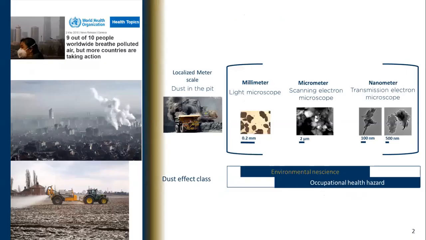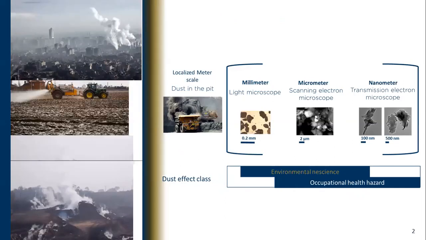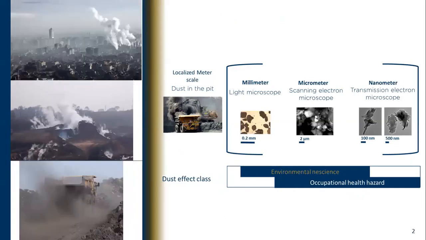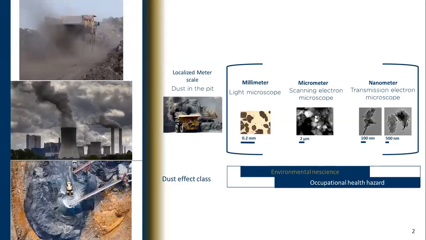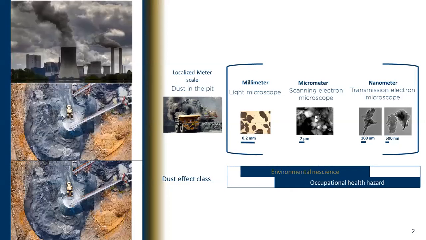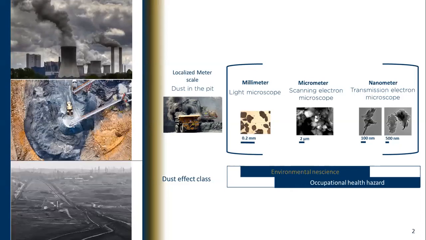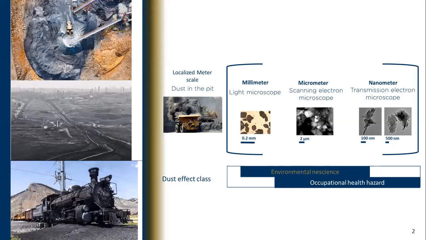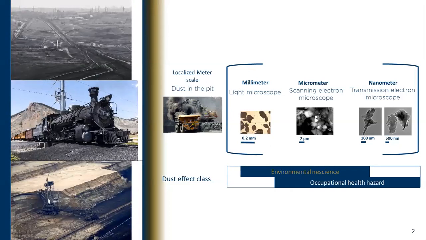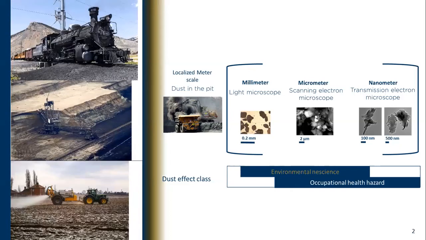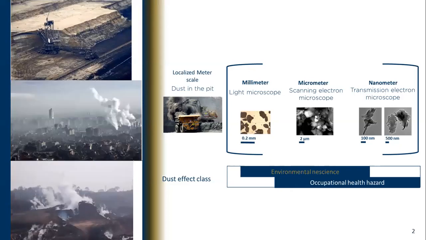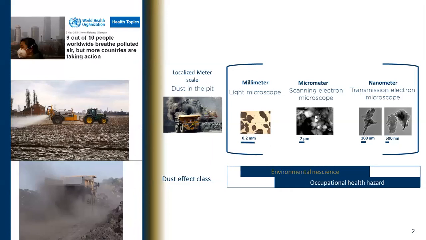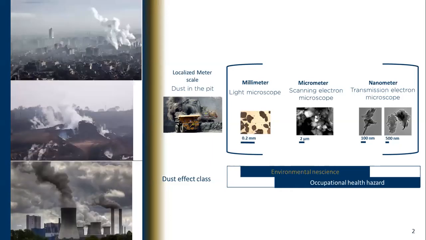So just to give a bit of context, dust in the mining environment can occur on various size scales, and what I mean by that is you have a dust plume created by an activity which can happen on a localized meter scale, and within that plume you have millimeter, micrometer, and nanometer sized particles that affect both the environment and occupational health. Also, being exposed to these kinds of dusts on mine puts you in close proximity to harmful metals.